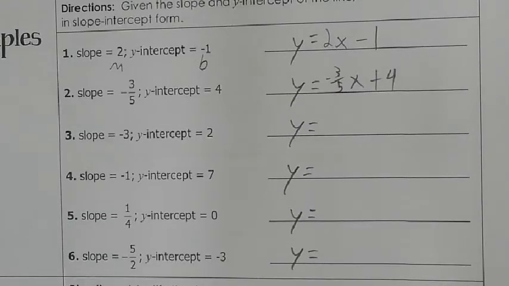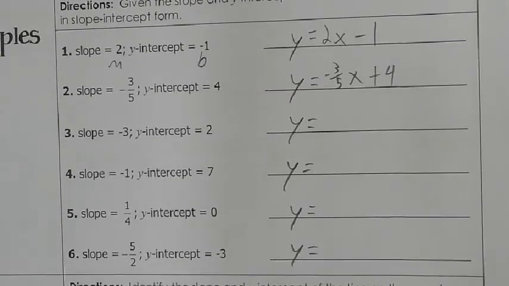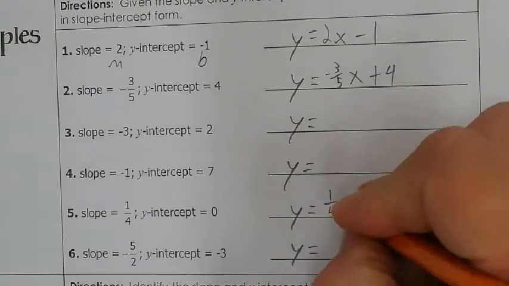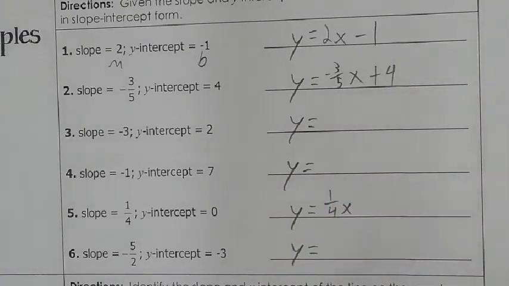Okay, I'm going to skip and do number 5 with you, and then I want you to try 3, 4, and 6 on your own. So number 5, anybody got a guess on that one? 0. Okay, so what is the same thing as 1/4 x plus 0? Just 1/4 x. Yes, so don't even put the plus 0, just leave it like that.